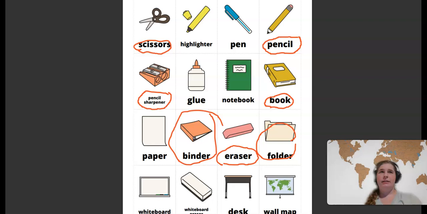Where can I write my new English words or take notes for grammar class? I write and take notes in a notebook or on paper. Where do I sit in the classroom? I sit and work at the desk in the classroom.